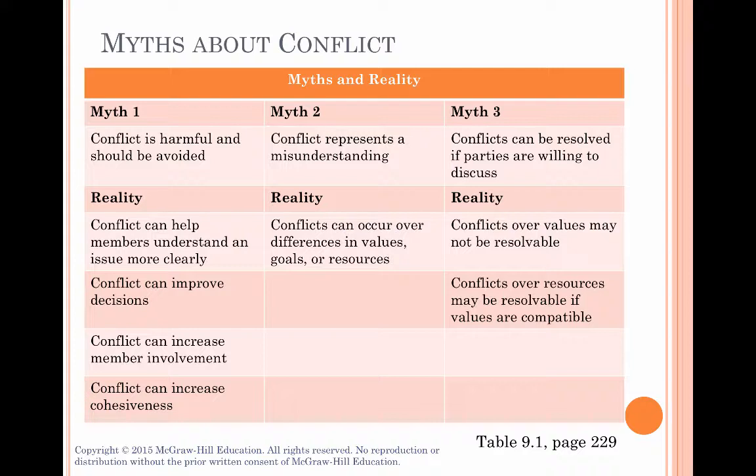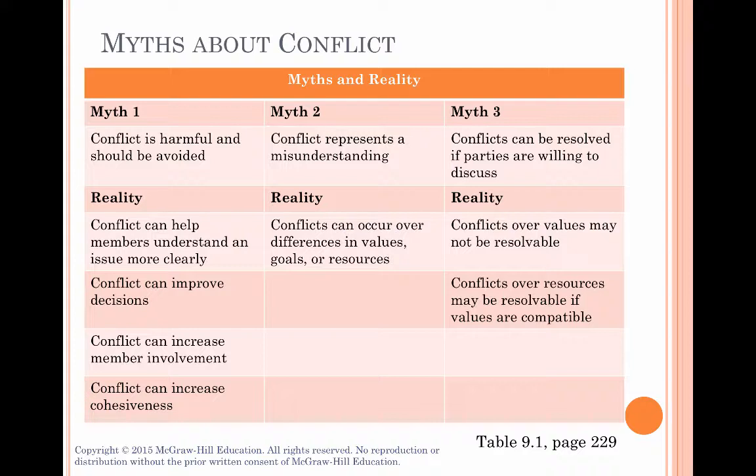Managing conflict well requires an understanding of why the conflict is occurring. Just assuming that it's because people aren't communicating effectively may not get to the heart of the disagreement. Myth 3 says that all conflicts can be resolved if the parties are willing to discuss the issues. Well, as I just said about the abortion debate, that's obviously not the case. People have been discussing, arguing, fighting, and sometimes killing each other over this issue for many years. But it's an issue of value, and things like that may never be resolved.